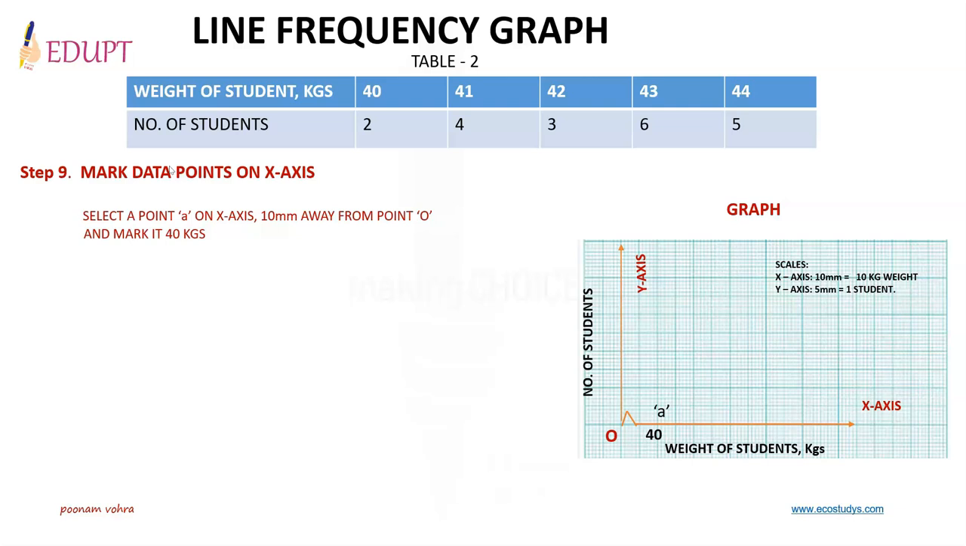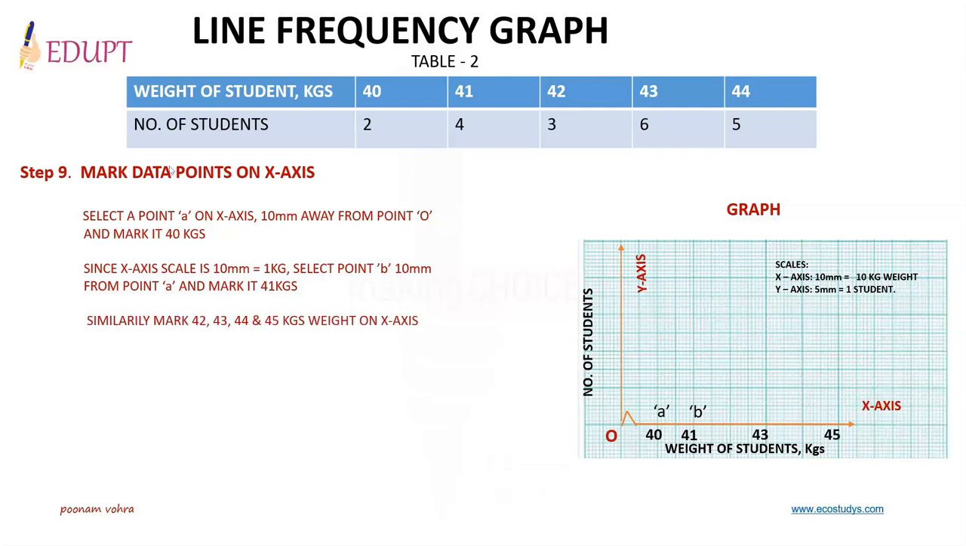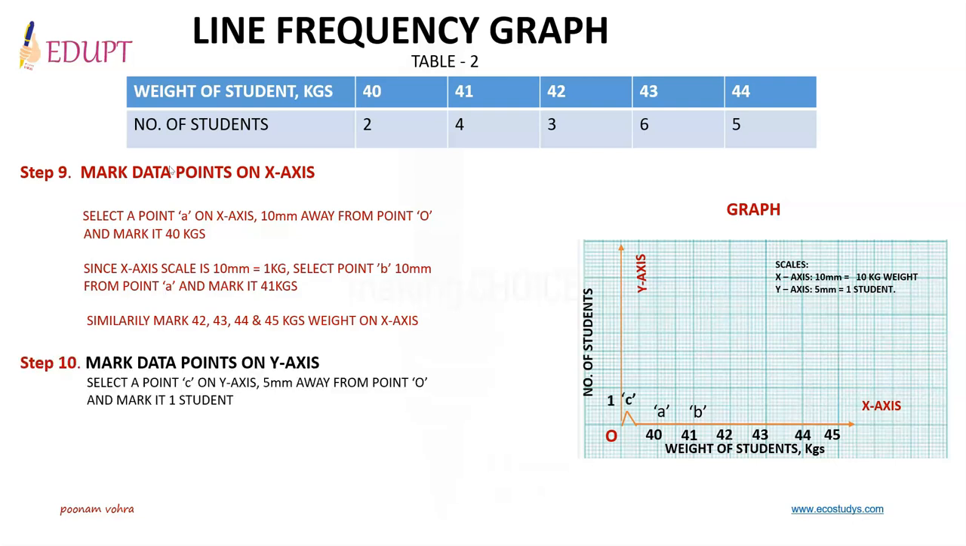Select a point A on the x-axis 10 millimeters away from point O and mark it 40 kgs. Since the scale is 10 millimeters equal to 1 kg, one can select point B, which is 10 millimeters from point A, and mark it as 41 kg. Then similarly, mark 42, 43, 44 and 45 kgs weight on the x-axis.